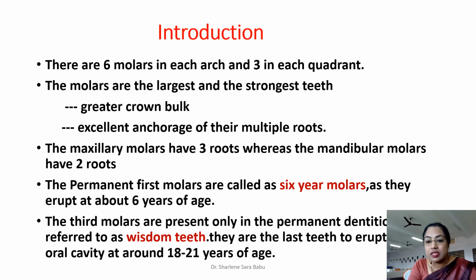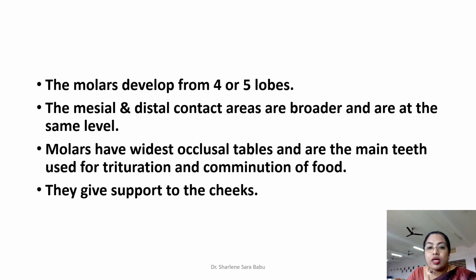Third molars are present only in the permanent dentition and are referred to as wisdom teeth. They are the last teeth to erupt into the oral cavity at around 18 to 21 years of age. Molars develop from 4 or 5 lobes. The mesial and the distal contact areas are broader and are at the same level. Molars have the widest occlusal tables and are the main teeth used for trituration and comminution of food. They give support to the teeth.